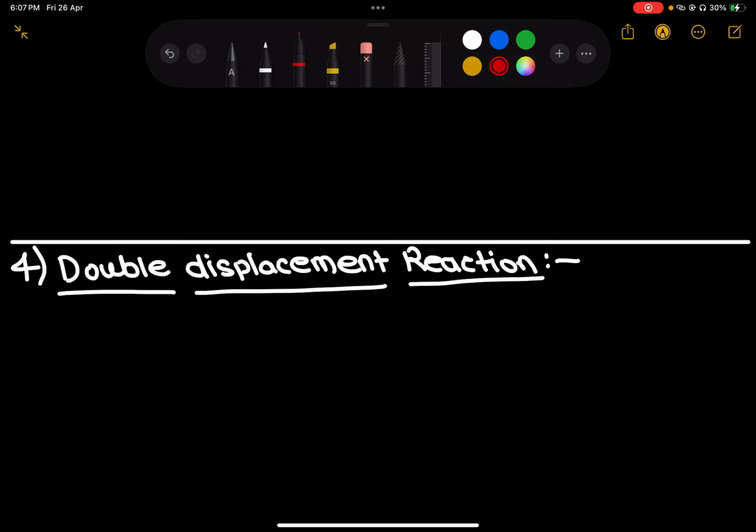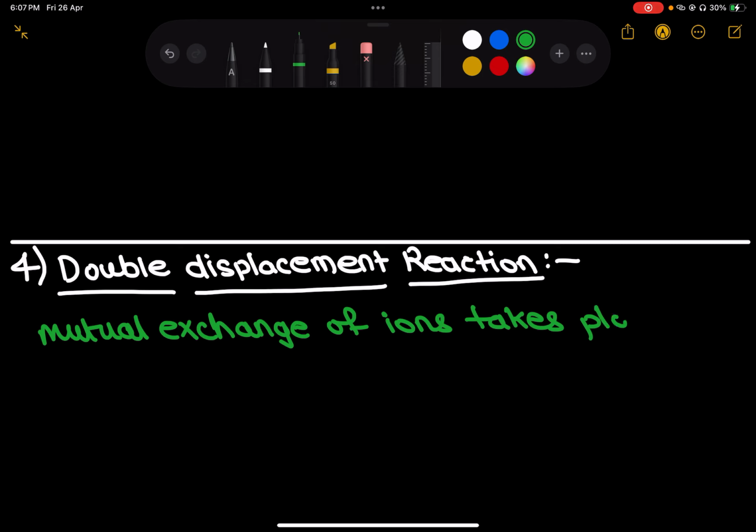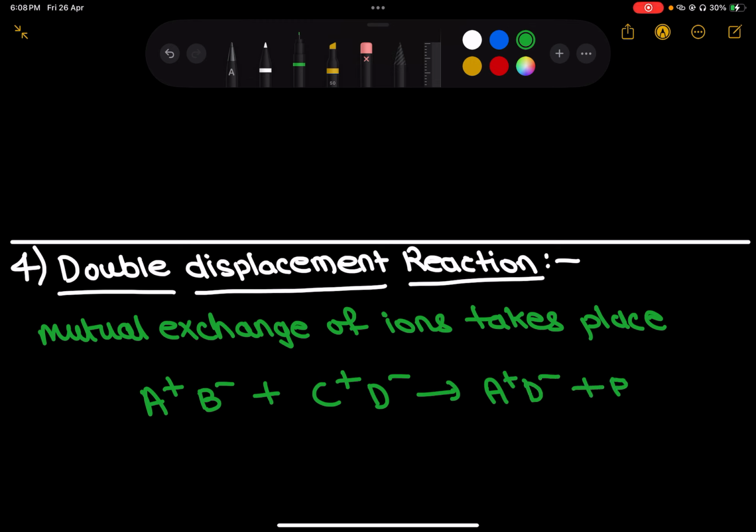Now moving on to double displacement reaction. Here in double displacement reaction, the mutual exchange of ions takes place. What does this mean? See, the general formula is A+B- plus C+D- gives A+D- plus C+B-. This is the general formula.